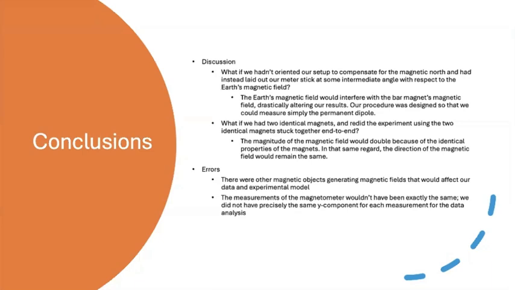Some of the errors are that there were probably other magnetic objects generating magnetic fields, and our measurements of the y components probably didn't stay the same the entire time.